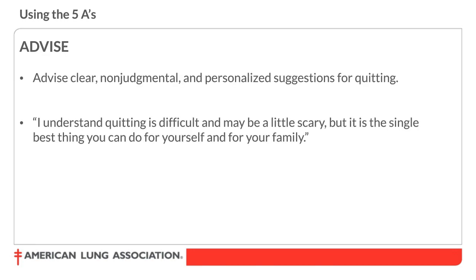The second step of the 5 A's is to advise. You want to advise in a clear, non-judgmental, and personalized way. You can do that by stating the following. I understand quitting is difficult and may be a little scary, but it is the single best thing you can do for yourself and for your family. You want to advise them to quit in an empathetic and supportive way.